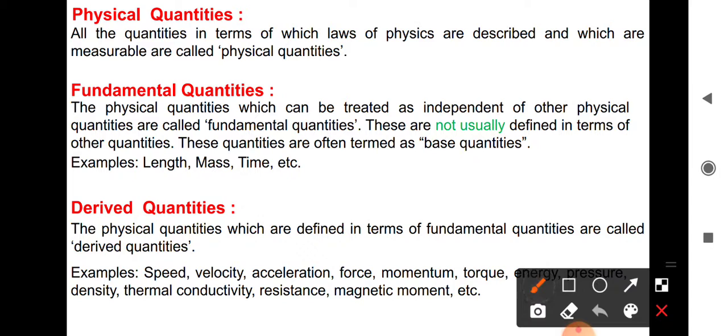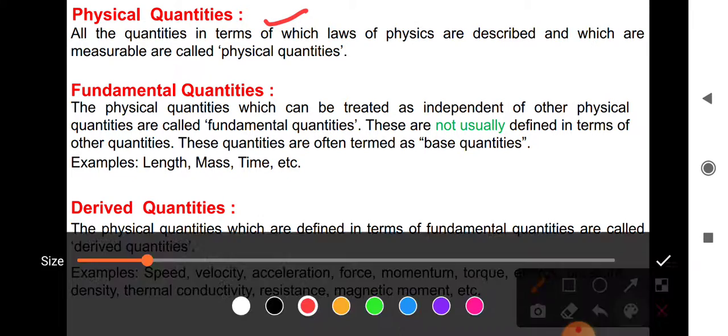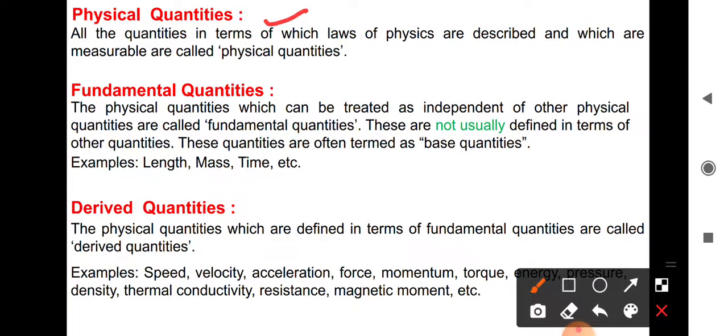Now, what are physical quantities? Physical quantities are those quantities which can be measured. For example, distance, time, mass are called physical quantities. Suppose we hate someone. We cannot measure how much we hate someone, or how much we love someone. So love, hate, anger cannot be counted as physical quantities, right?